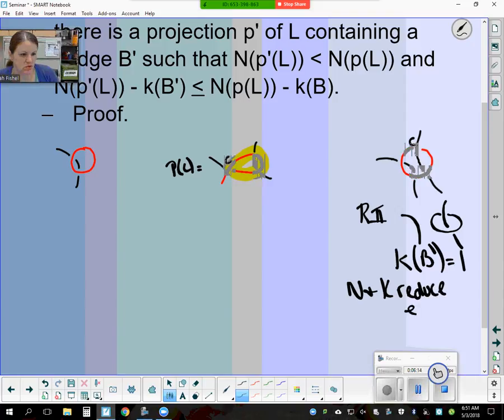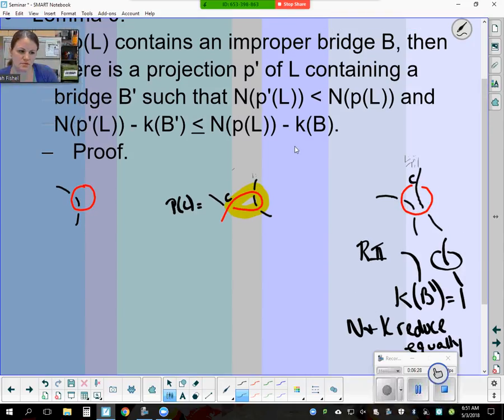And that would simply be because whatever undercrossing you're taking off would have contributed to the bridge number, but it's also contributing to the crossing number, so both of those reduce equally. And if that's the case, as we've had before, it fits our lemma.